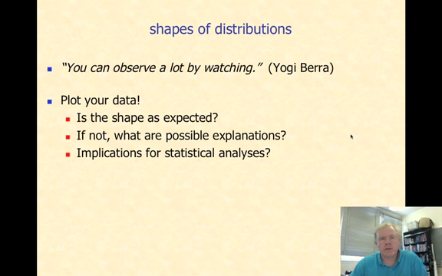So, is the shape what you expected? Okay, and we'll talk about what the shapes might be in a moment. If it's not, what are some possible explanations for that shape? And then what are your implications? What are the implications for statistical analyses? What kinds of things are you going to want to know as a result of the visual pattern that you've detected in your distribution?